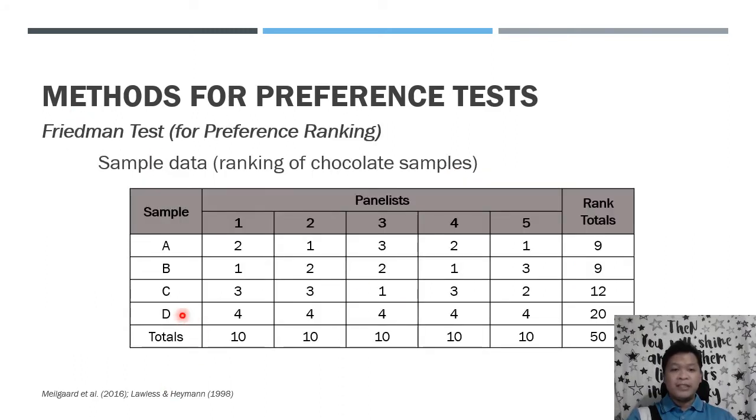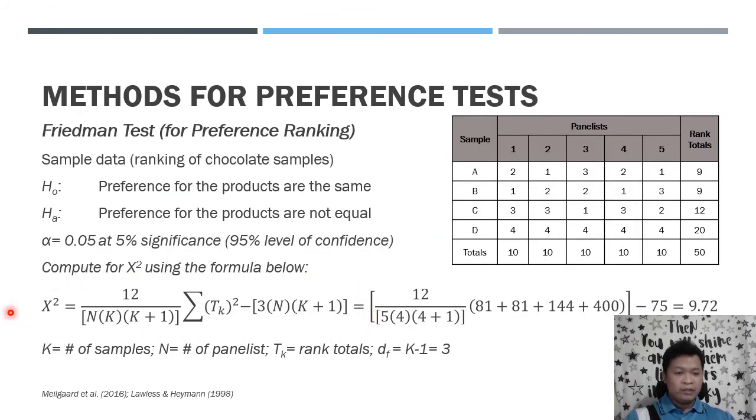So let's try working with sample data here, assuming you have 5 panelists as shown and 4 samples to be ranked. First, you add up the rank totals for each sample. Then you use the Friedman test equation to get the chi-squared test statistic, which will then be compared to a tabular value. So again, our null hypothesis is that the products are equally preferred, while the alternative hypothesis is that the products are not equally preferred, which is a two-way multi-correlation. One product may be more preferred than the others and so on.